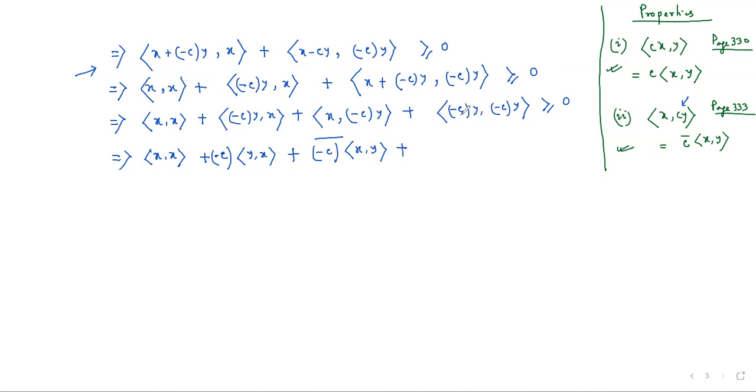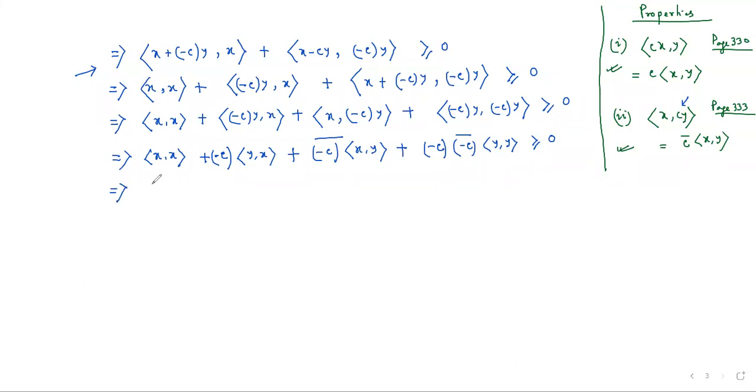Here, first of all, we are trying to extract the first scalar quantity minus c, which is with the vector y. So we write minus c. And when we extract out the second one, we write minus c bar. And this becomes y comma y, which is greater than or equal to 0.